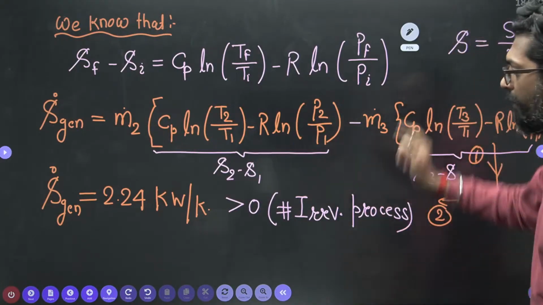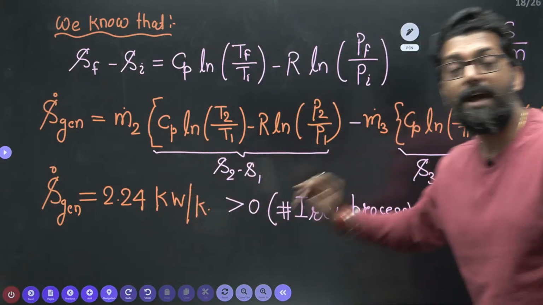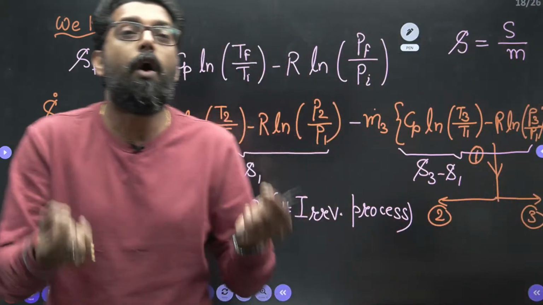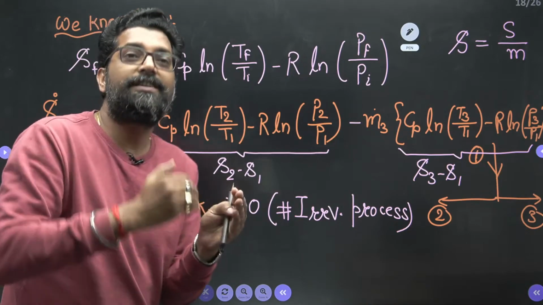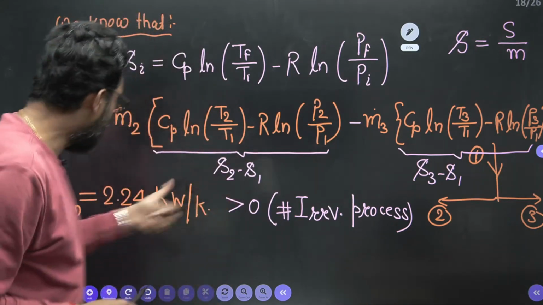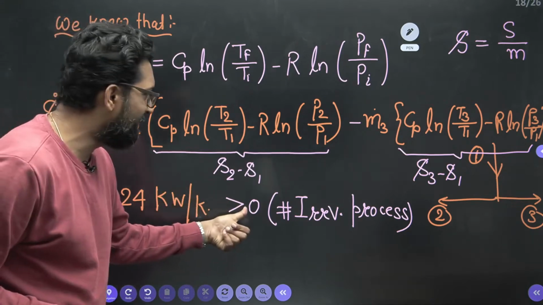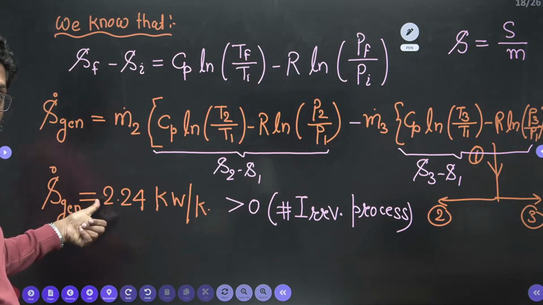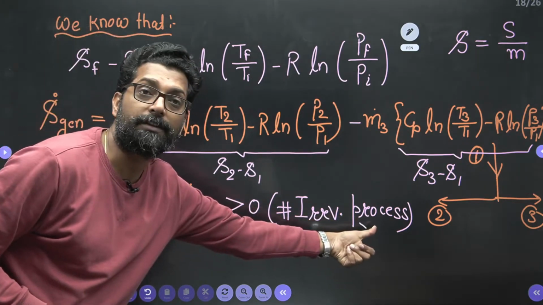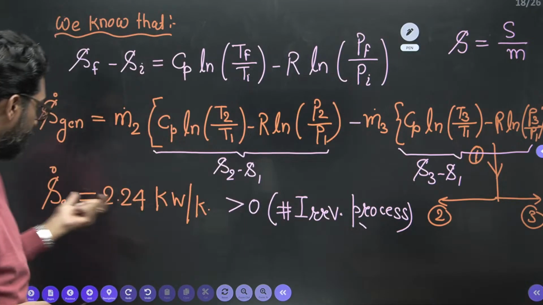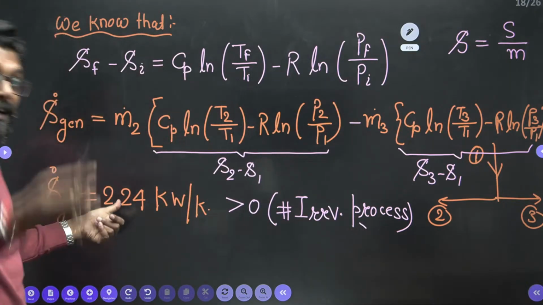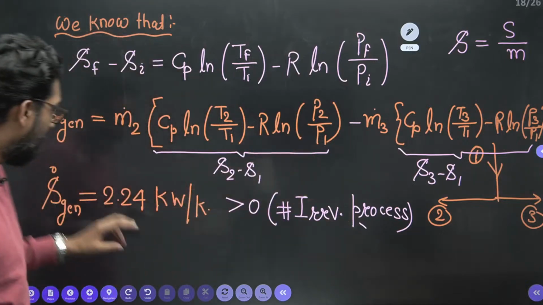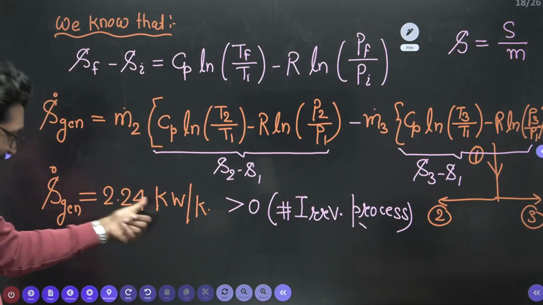Clear? So from the entropy generation, we have to identify whether the process is reversible or irreversible, or whether the process happened or not. If the entropy generation is greater than 0, see, this is positive, 2.24, that means this is an irreversible process. If the entropy generation final result is equal to 0, in that case the process is reversible.